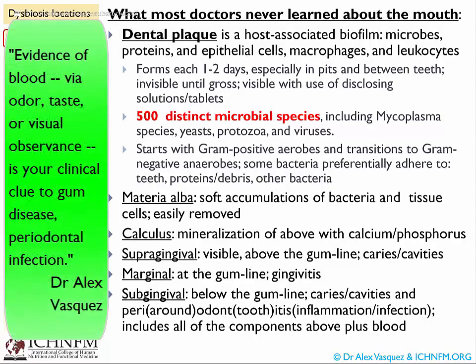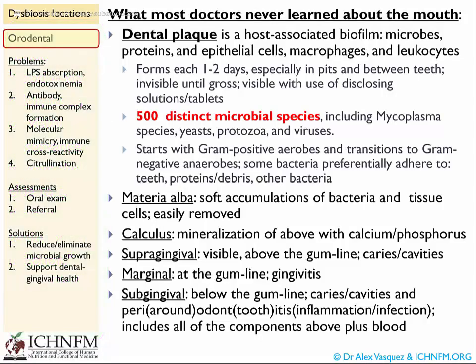Periodontitis, which includes all of the above components plus blood, because as people develop gum inflammation and gum infection, those tissues bleed much more easily, and that's one of the clinical signs that you want to look for when you're either assessing the teeth or asking your patient about their oral history. If they floss or brush, do their gums bleed easily? If their gums bleed easily, then you know they've got gingival inflammation and most likely gingival infection.